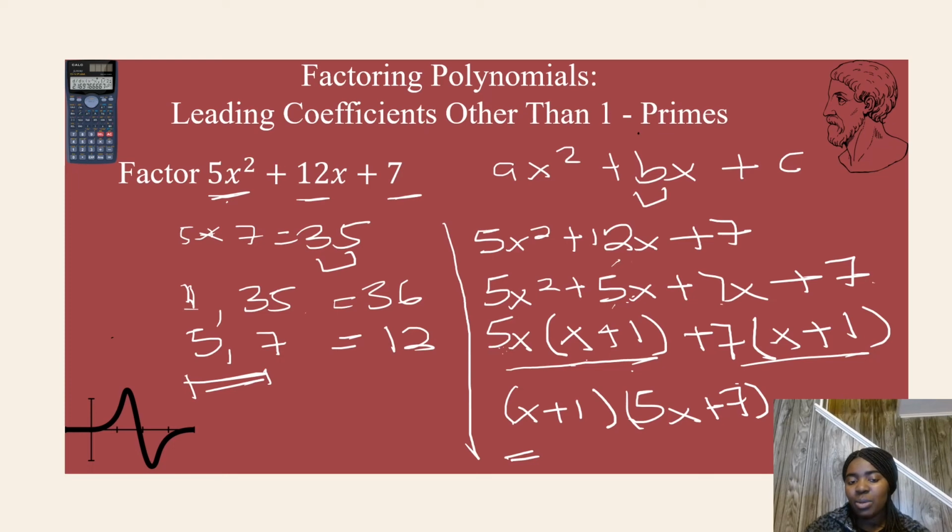All right, now if you wanted to check this, I don't want to be sloppy, but I don't have a lot of space. So let's say I wanted to check this real quick. So 5x times x is 5x squared, okay? And then x times 7 is 7x. And then 1 times 5x is 5x, okay? And then 1 times 7 is 7, okay? So what do I get? I get 5x squared plus 12x plus 7, which is exactly what I started with. So that's how to basically factorize that. Okay, let's move on.